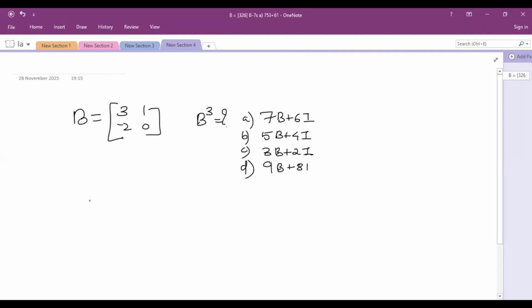So should we proceed? Whenever it comes to finding the higher power, we will find the characteristic equation of B first. That will be given by lambda square minus the trace of B, which is 3 lambda, plus the determinant of this, which is given by 0 minus -2, which is +2. Right?